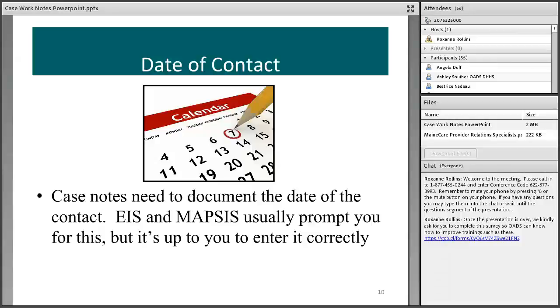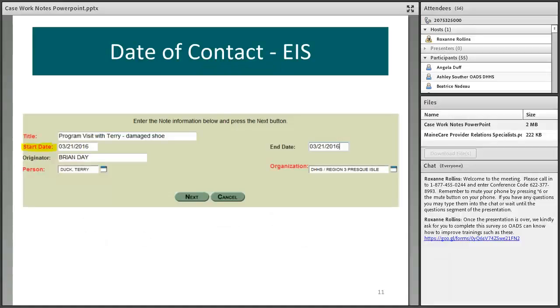Your date of contact. Your case note needs to document the date of the contact. EIS and MAPSIS will prompt you for this, but it's up to you to make sure it's entered correctly. Particularly if you don't enter your contact the same day, you need to go up top and make sure that you've put the date of the contact, not the date you're entering it. So always check that date.